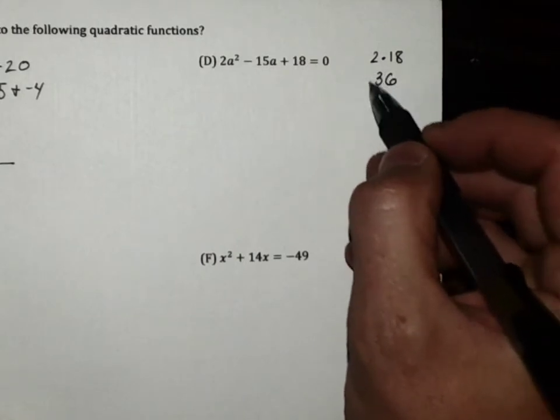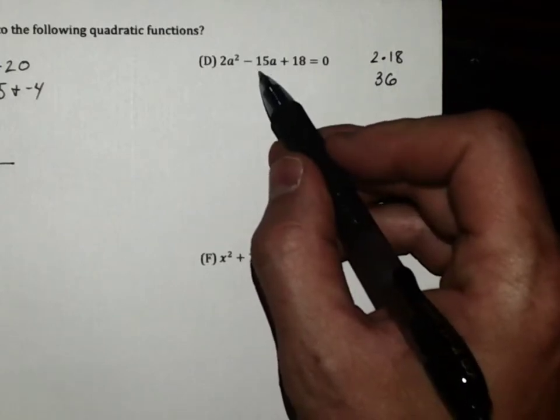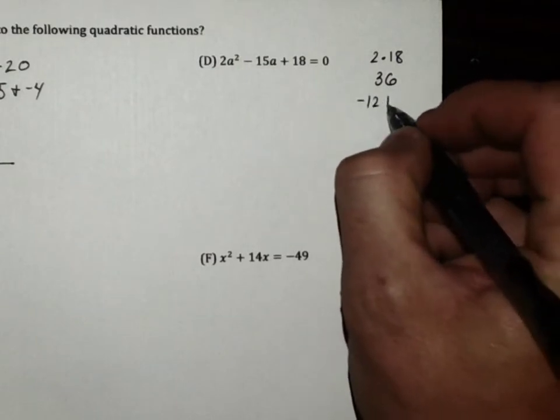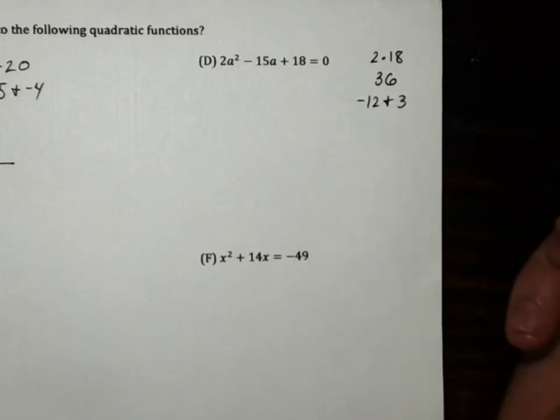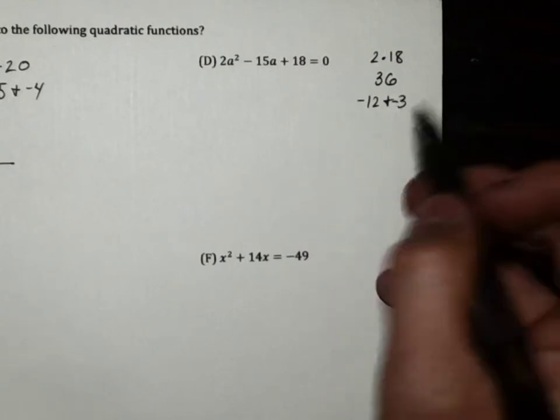What multiplies to 36, but when I add it together, adds to equal -15? The answer is -12 and positive 3. No, not a positive 3, a -3.